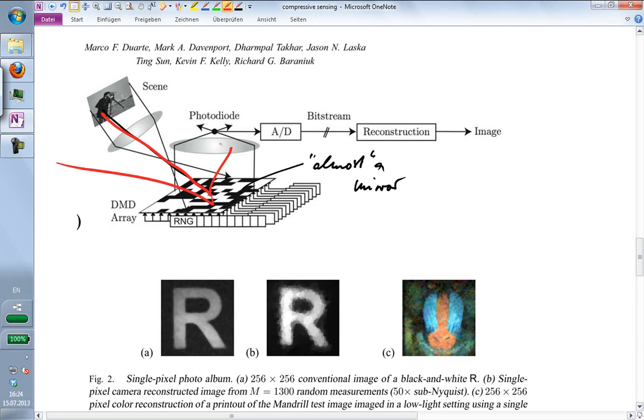And now the interesting thing is that we have a single photodiode. So we have just a single pixel. And the single pixel can now take multiple measurements. And because I can switch the elements of the mirror individually, this corresponds to masking my original image with whatever pattern I decide to use here for the switching of these mirrors.